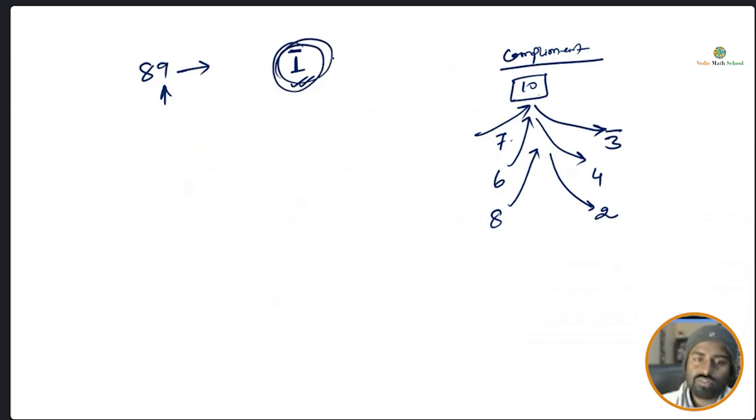This 1 bar is not the actual number. The actual number was 9, but we converted it into a smaller number, that is 1 bar. Now that first part is completed. Now we are going into the second part. And what will be the second part?